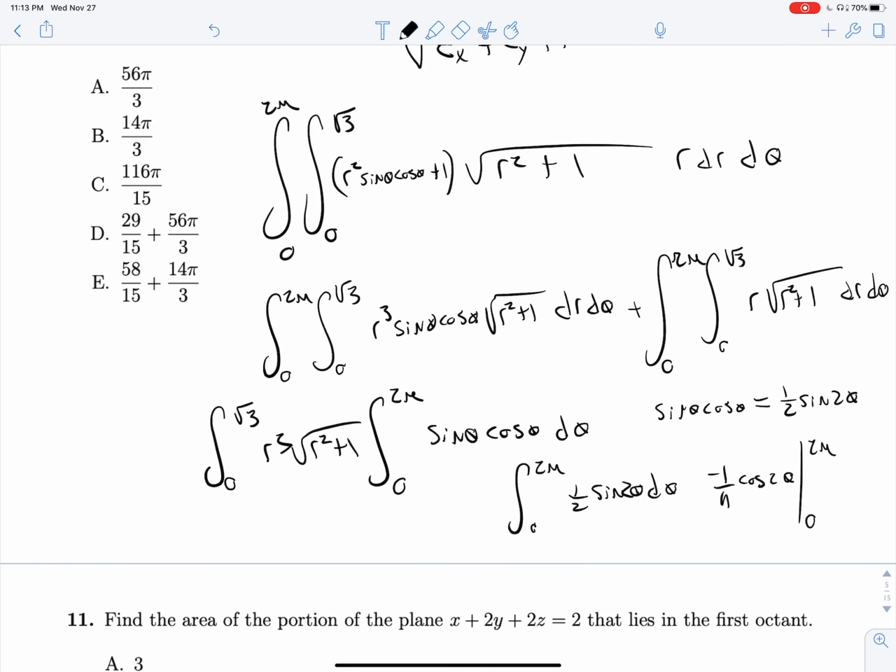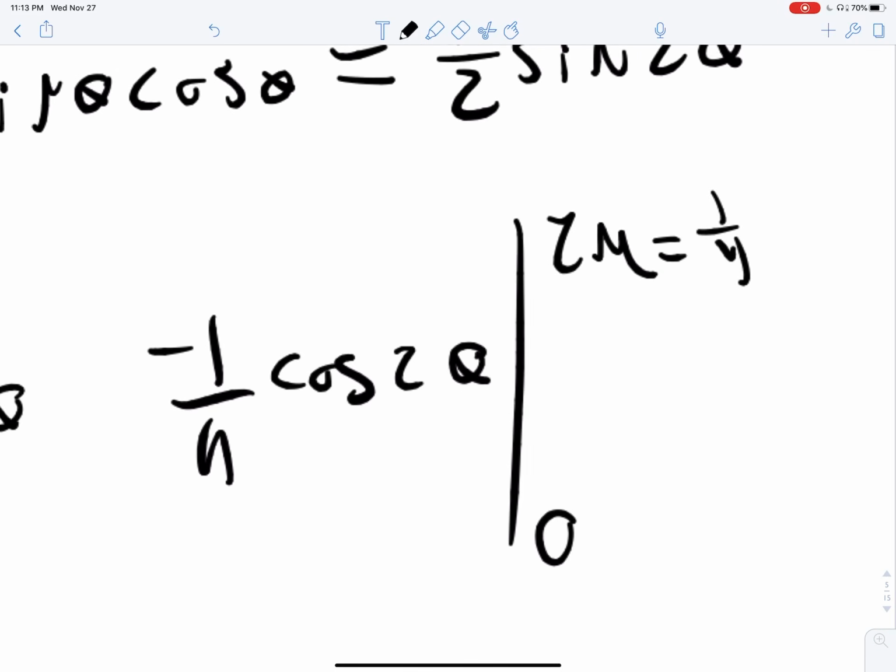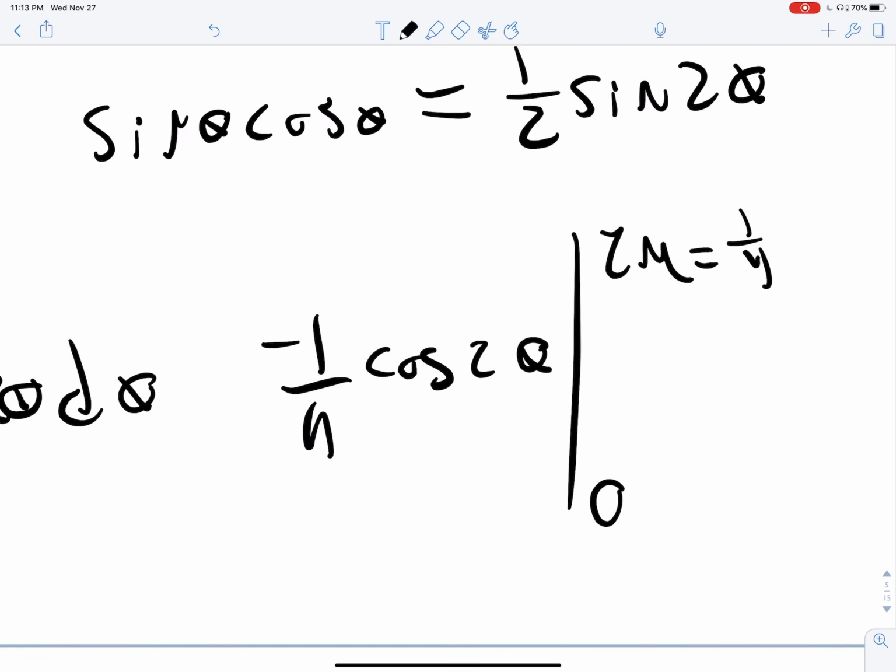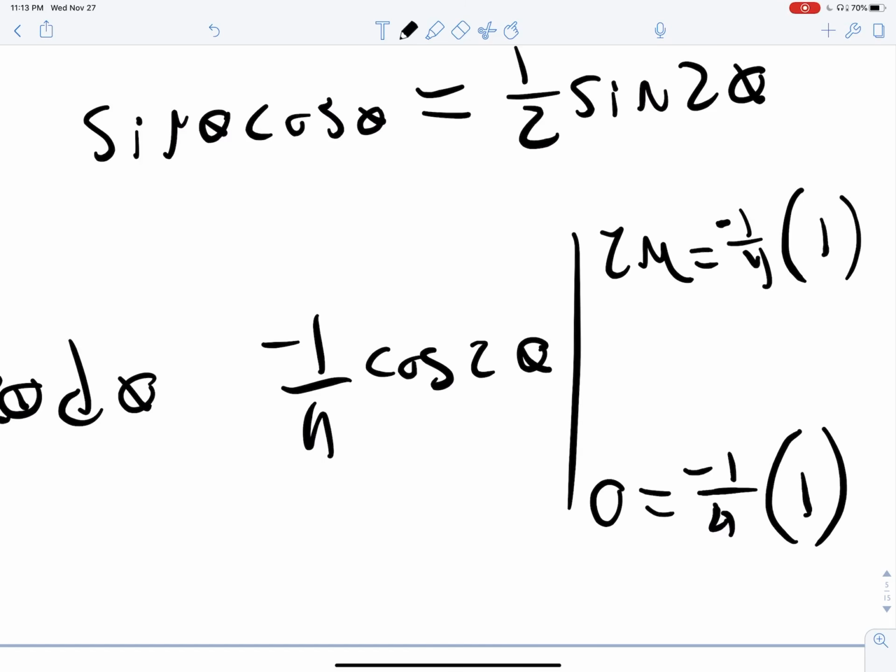And this is where the magic comes in, because we're going to get a multiple of 2 pi and 0 in both cases for this cosine. This is going to work out to, let's get some more space in here, negative 1/4 times the cosine of 4 pi, which is just 1. And over here, negative 1/4 times the cosine of 0, which is just 1.